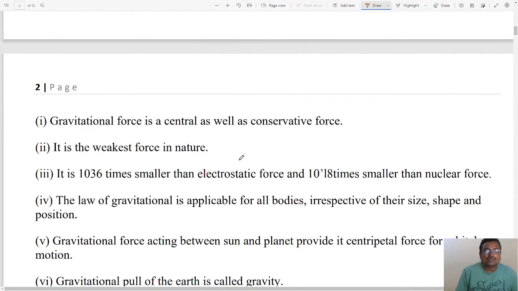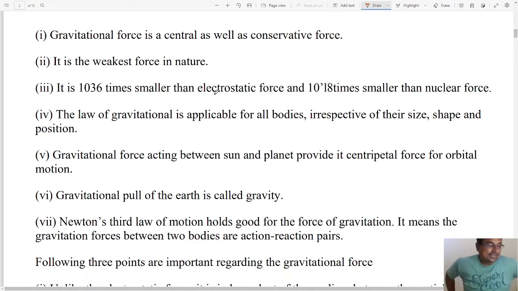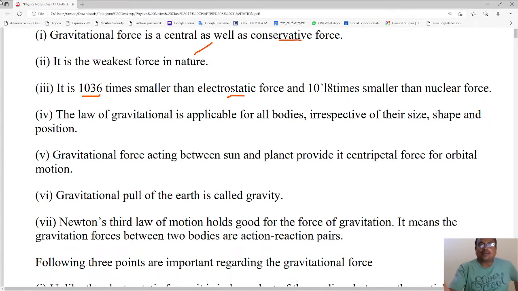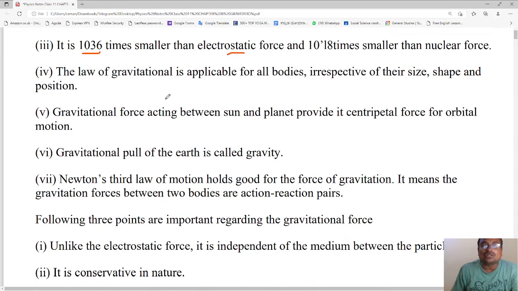So now move ahead. Importance of the universal law of gravitation. Dear friends, what is the importance of gravitation? Gravitation is a central as well as conservative force. It depends upon the two points, not upon the path followed, so it is called a conservative force. It is the weakest force in nature. It is 10 to the power of 36 times smaller than the electrostatic force. If you rub a foam with hair and it attracts paper, that is electrostatic force. Gravitational force is 10 to the power of 36 times lesser than the electrostatic force and 10 to the power of 18 times smaller than the nuclear force. So it is a very, very weak force.